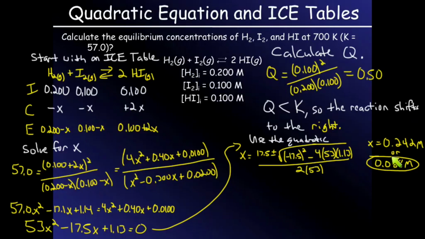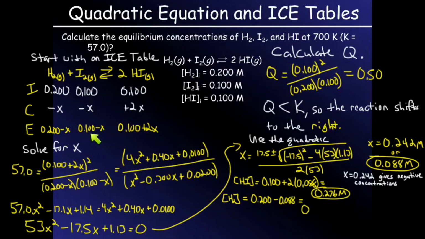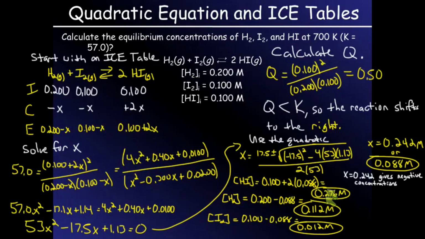If X were 0.242 molar, this value right here, this concentration, would be negative. Actually, this one would also be negative, so I cannot use this X value. This X value is the only plausible X value. I can then solve for all of my concentrations at equilibrium by plugging X into all of these expressions right here. These will then be my equilibrium concentrations. To verify that they are true concentrations, I will then plug them back into the equilibrium constant expression to make certain I get 57.